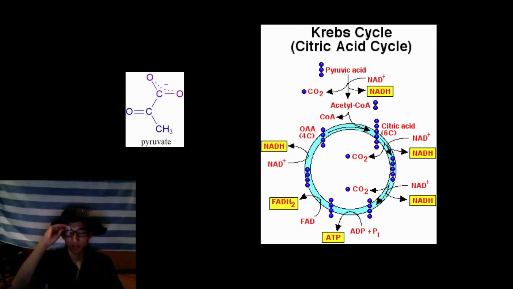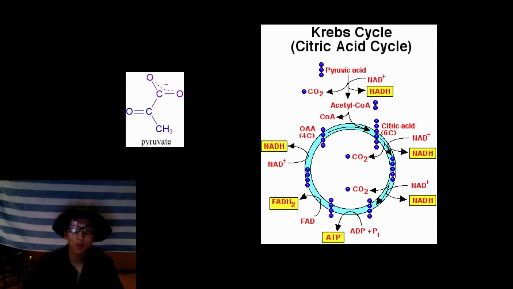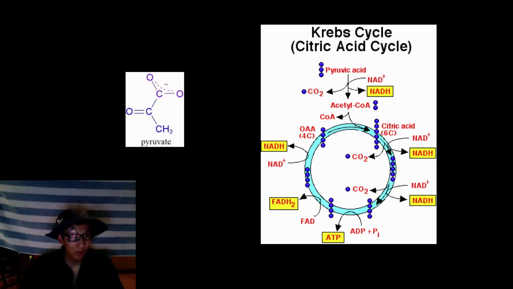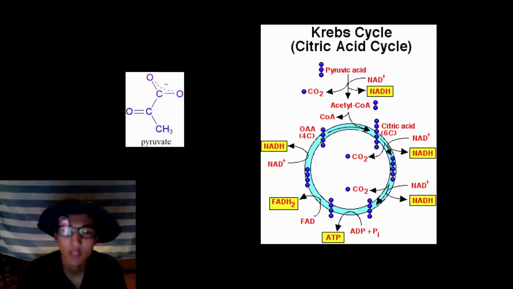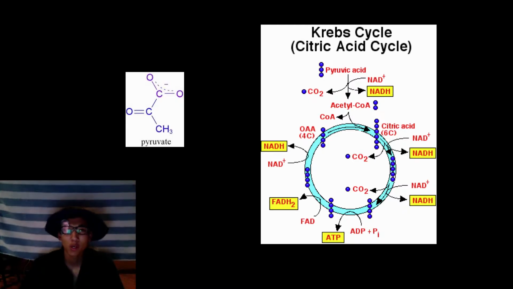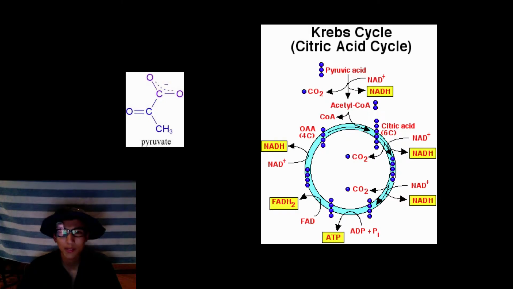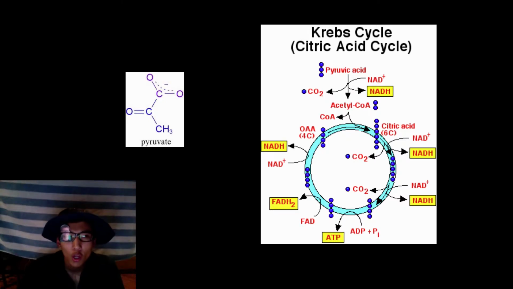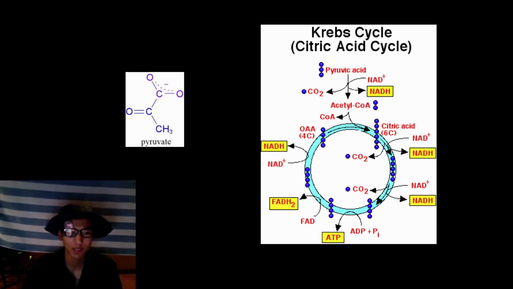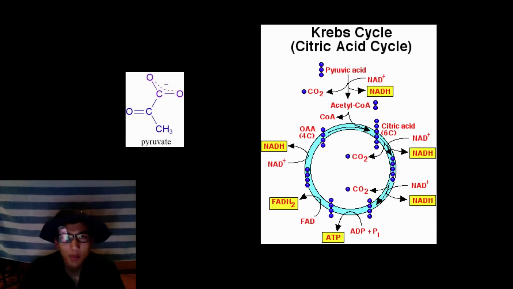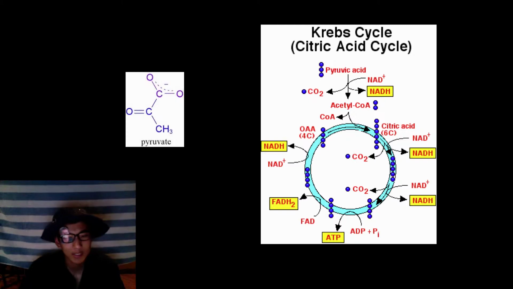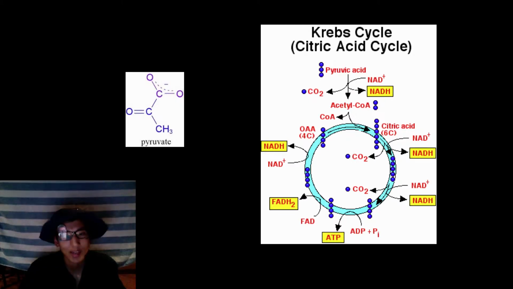After glycolysis, cellular respiration could take two paths. It could be either anaerobic or aerobic. Now let me go over anaerobic first. Millions of years ago, when O2 was not present on Earth, aerobic respiration couldn't take place because it needs oxygen. So anaerobic is separated into two categories. There's lactic acid fermentation and alcohol fermentation.